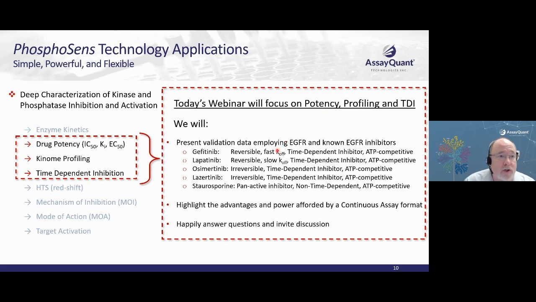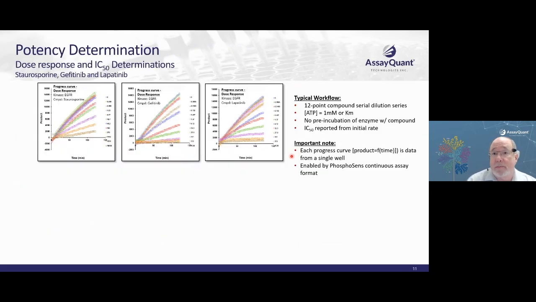So let's launch right into it here. I'm going to go right into our dose response and IC50 work that we do. When we do this internally, and as Michelle said, we can sell these peptides, so people can do this in their own lab as well. It's trivial to do, but a lot of folks like us to do it.